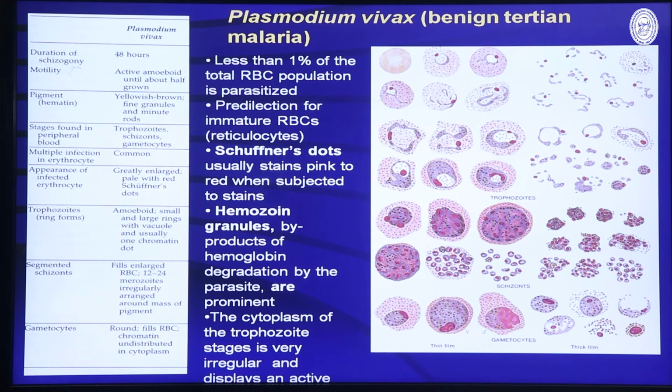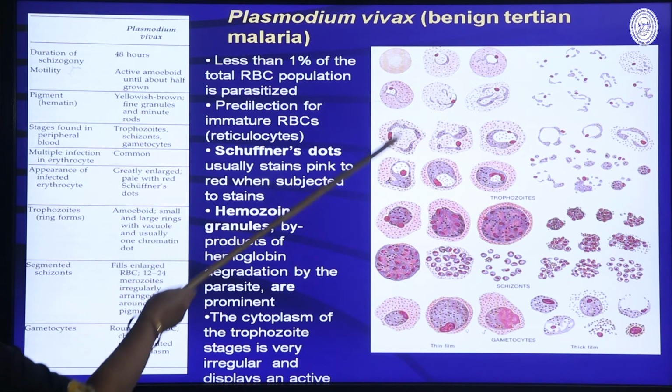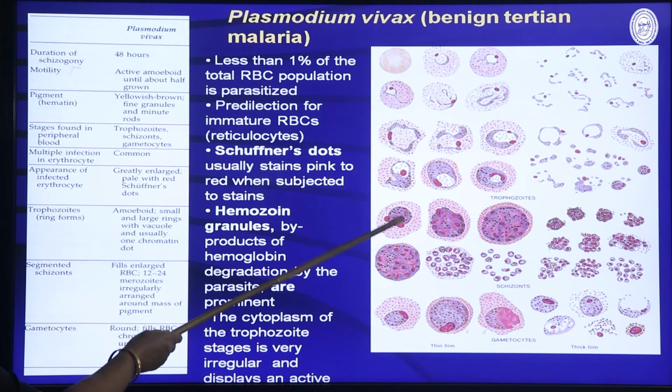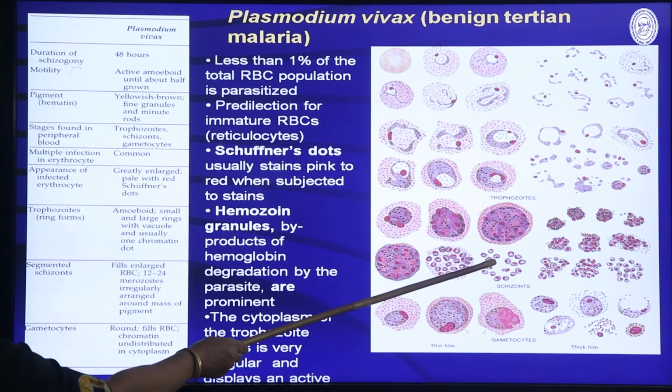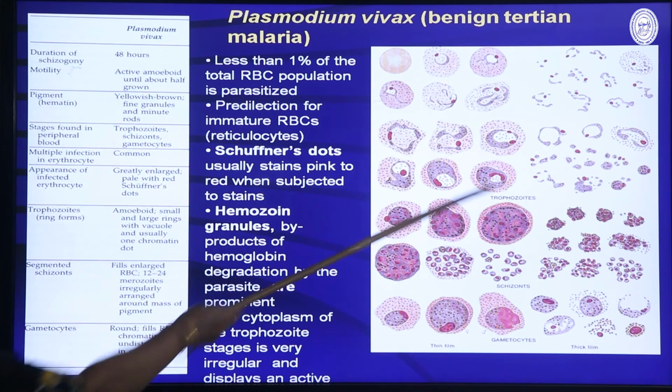Now, this is a pictorial view of the Plasmodium vivax. This is the amoeboid ring stage we can find, and these are the Schuffner's dots, the pigmented dots that are present. These are the schizonts, fully laden schizonts in the RBCs when they are liberated. So this looks like this, and these things we can find in the blood film.